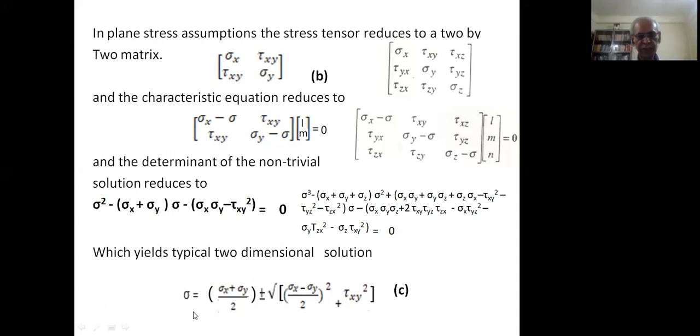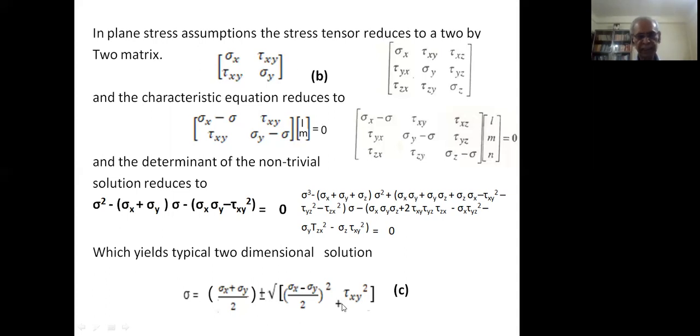and if we solve it, we get our very well-known principal stress equation, that is sigma x plus sigma y by 2 plus minus root over (sigma x minus sigma y by 2) square plus tau xy square. So you see, by considering a plane stress condition, we convert the problem to a much simpler one in 2D, and we get our well-known principal stress conditions. And that is given in equation number C.